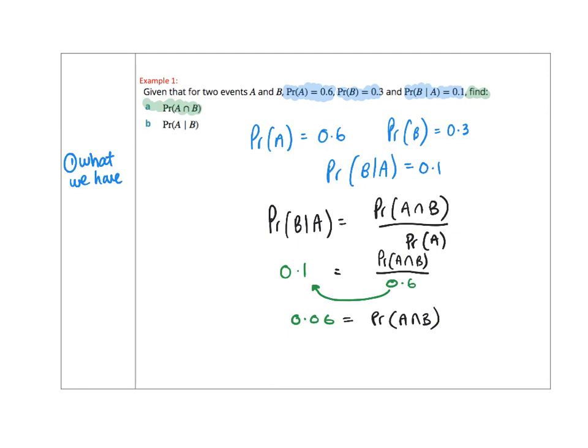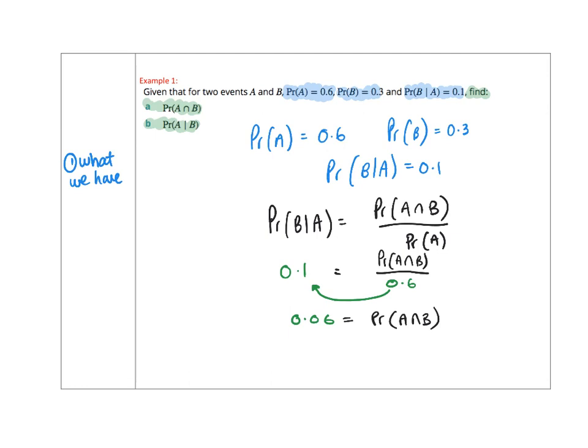Now remember, that does answer the probability of A and B, but we're after part B here, which is the probability of A given B. And quite frequently, we may not be given this question in part A, part B. It may have just given us this information and asked us to find the probability of A given B. And this would require us to do exactly the same thing we've done here, find a piece that we need, A intersection B, and sub it into a formula.